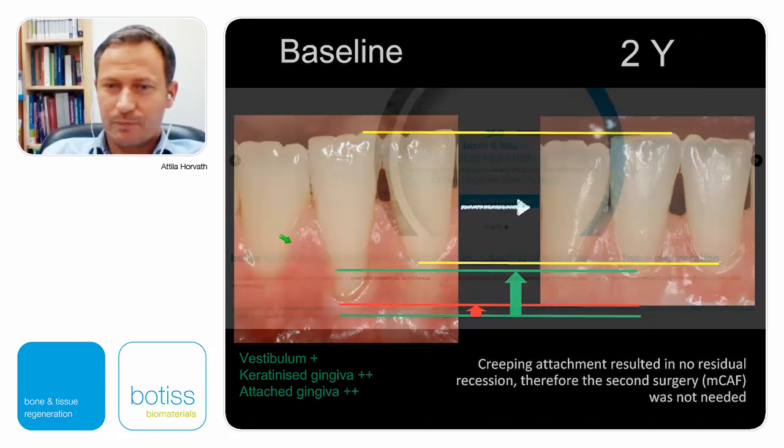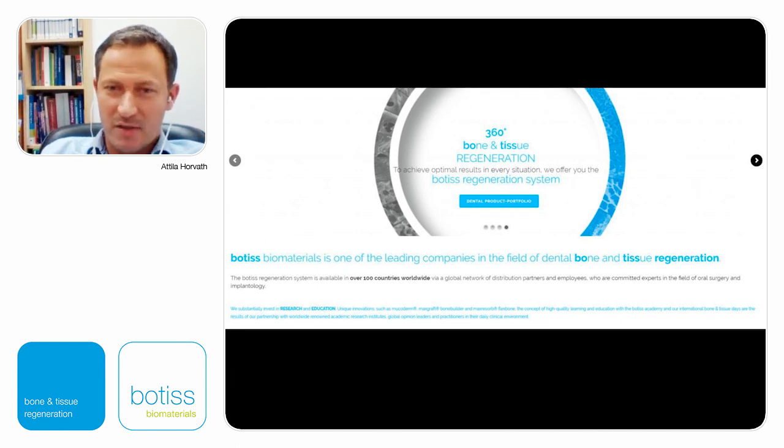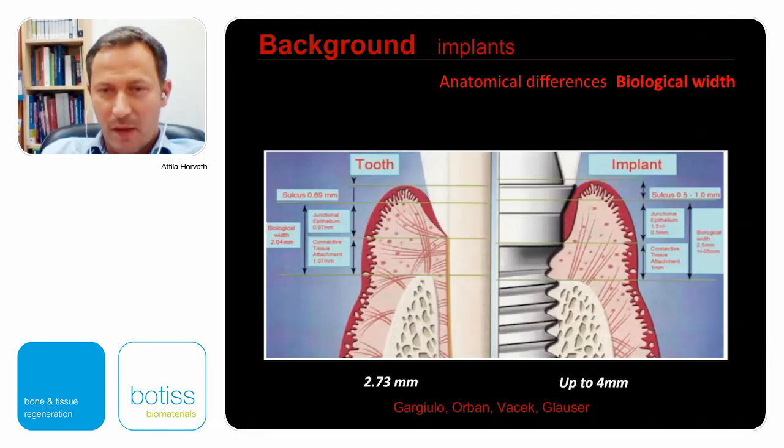So this is done. Nevertheless, of course we're starting with this because mucogingival surgery came from the good old 70s, I would say, from the periodontal surgeries. But as we see on the website of botiss, they're dealing with bone and tissue and implants and regeneration. So the topic today is not the gingiva, not the teeth, but keratinized mucosa around the implants. So let's see some implants.